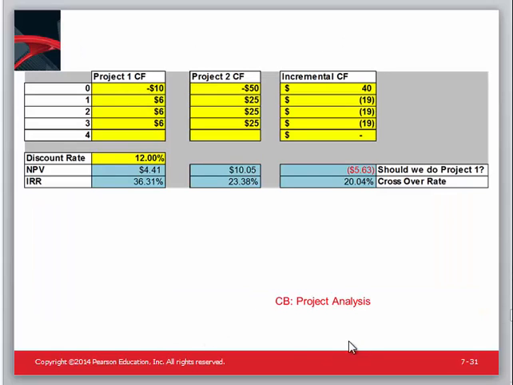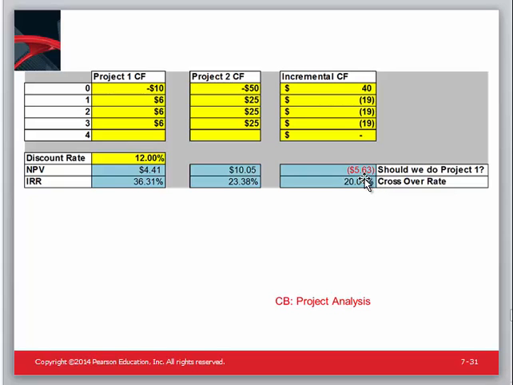Well, I've input this. There is a technique or a worksheet called project analysis. CB stands for capital budgeting. And if you input project 1, project 2, it calculates what's referred to as the incremental cash flows. It just subtracts them. -10 minus a -50 is 40. And then we do likewise for the others. 6 minus 25 is -19. And we calculate. Here's the net present value project 1, net present value project 2. The cost of capital, the discount rate is 12%.